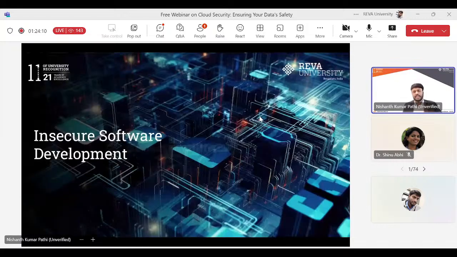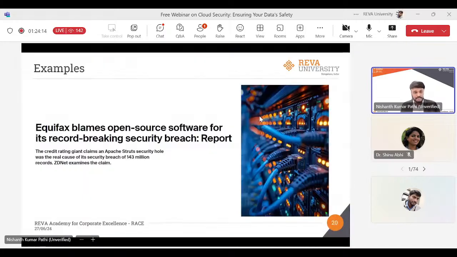Another common threat is insecure software development. Let's look at an example here. Equifax, which is a company, started using open source software. But the problem is, people adopt open source software, and some of the open source software is very good, but it depends upon how you are using that software.